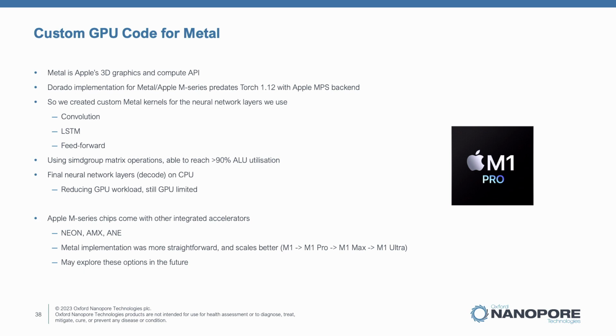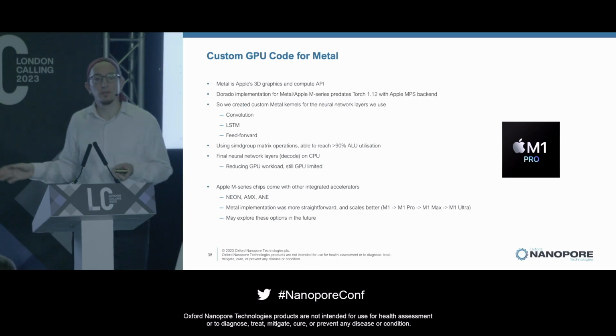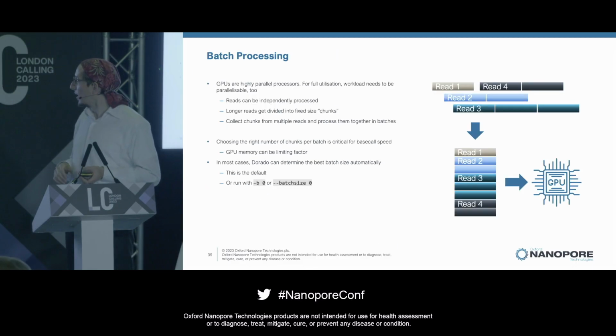We also have a custom Metal code. Mark touched on that, so I just want to quickly mention it. Our Dorado implementation predates when Torch supported Apple GPUs. We get really great performance out of the GPUs for some layers, more than 90% ALU utilization. And there are other accelerators on Apple M1 chips, which we currently don't use. We are exploring these options.